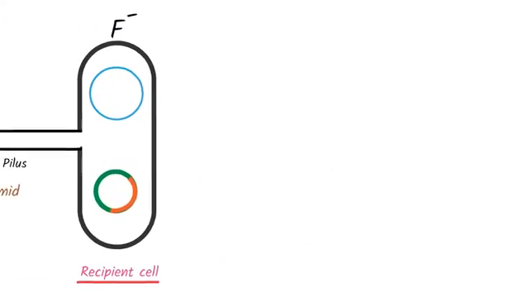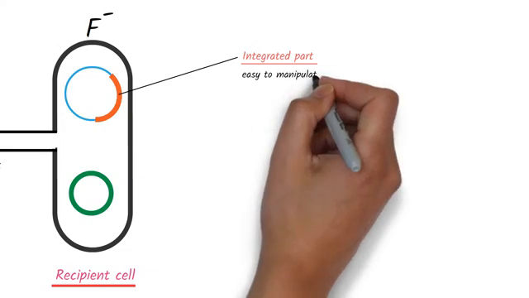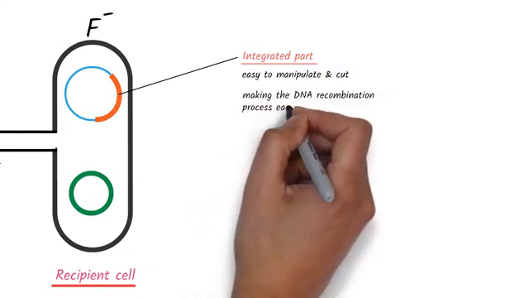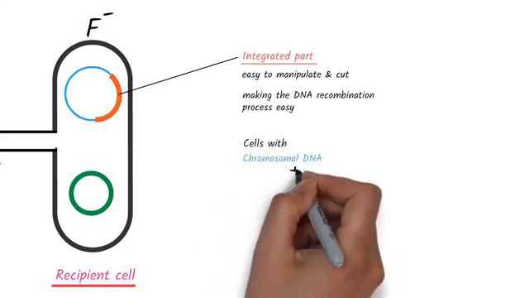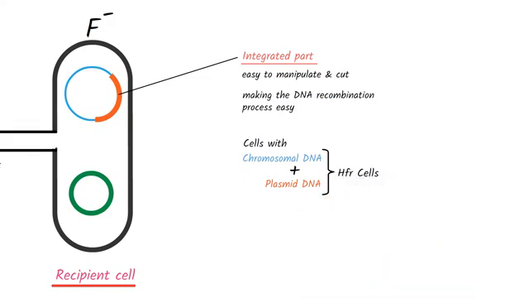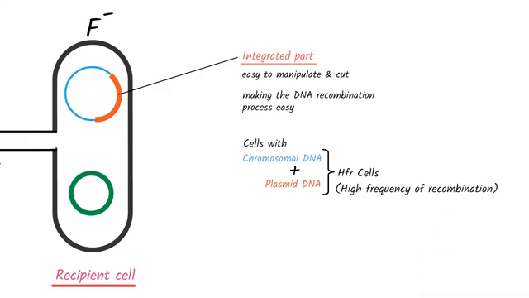Sometimes, the F factor of the F+ cell integrates with the bacterial chromosome of the F- cell after conjugation. The integrated part of the plasmid is easy to manipulate and cut, making the DNA recombination process easy. That is why cells that have the chromosomal DNA integrated with plasmid DNA are called HFR cells. HFR stands for high frequency of recombination.